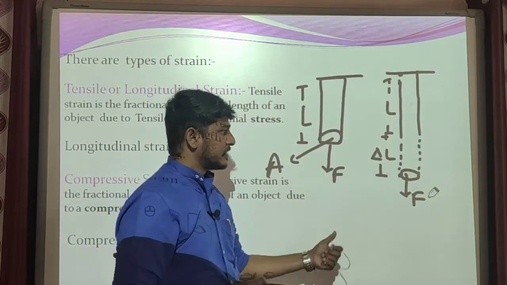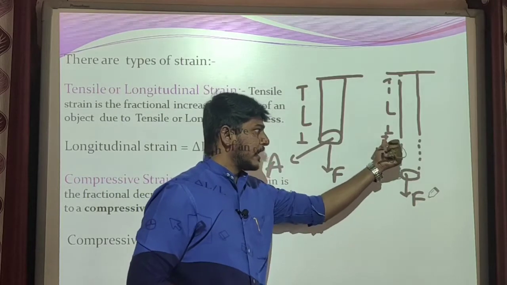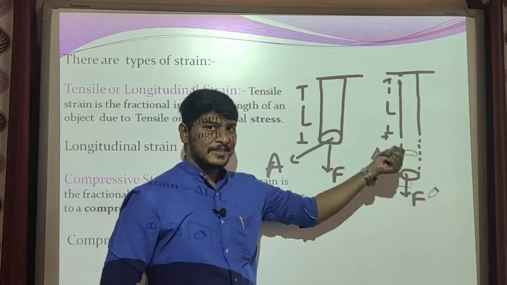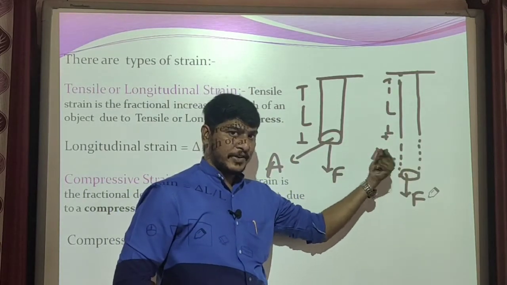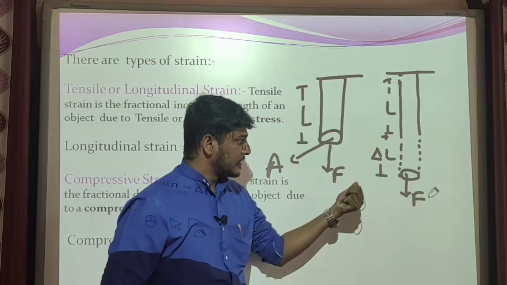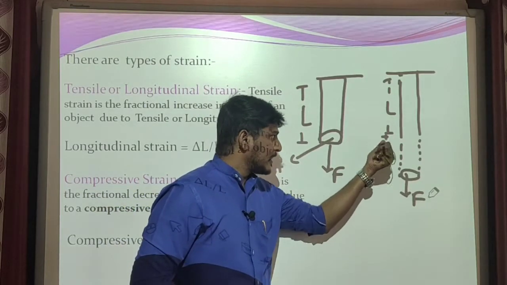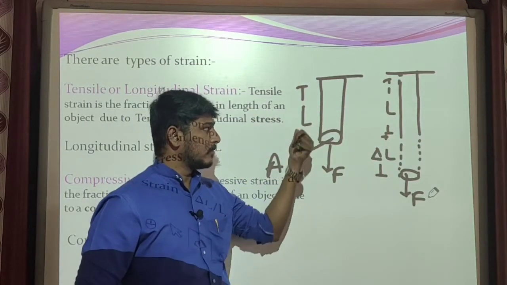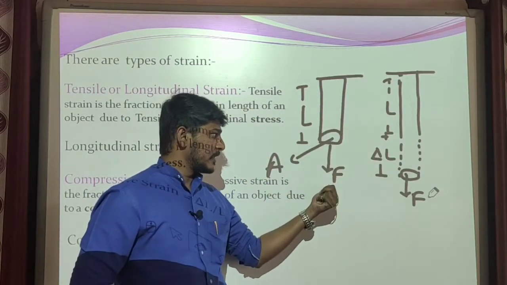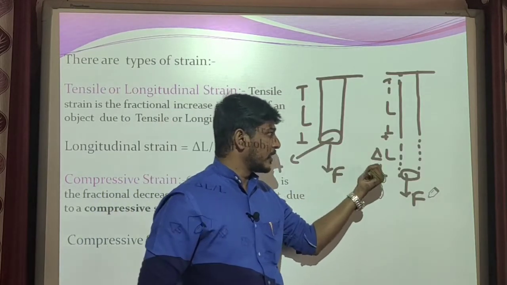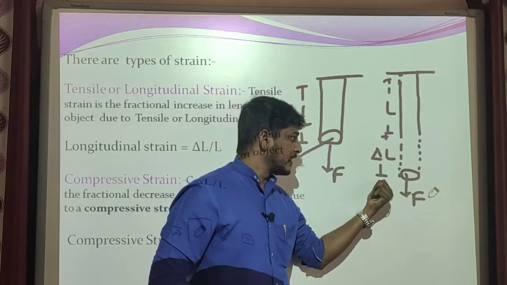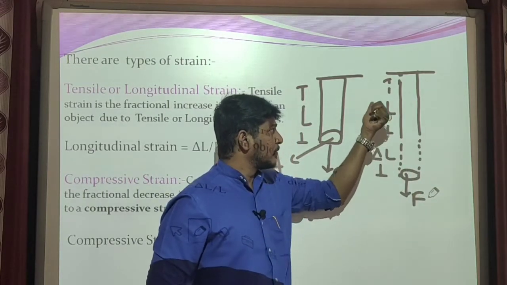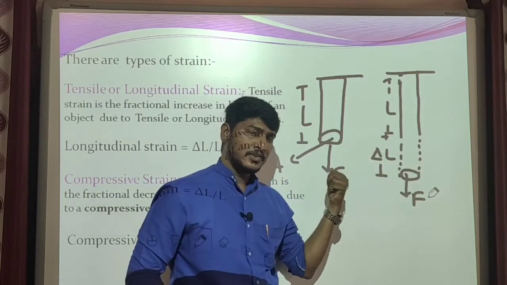In this case, the change in length per unit original length is defined as the longitudinal strain. What is longitudinal strain? It is simply the change in length to the original length. Here you can see that we have taken an object and applied some amount of force F. After applying this force F, this body undergoes deformation, that is, there is an increase in length. In this case, the change in length to the original length gives us longitudinal strain.